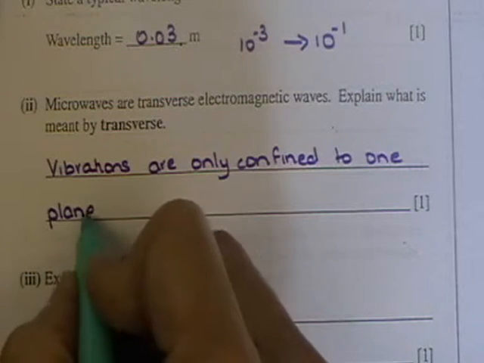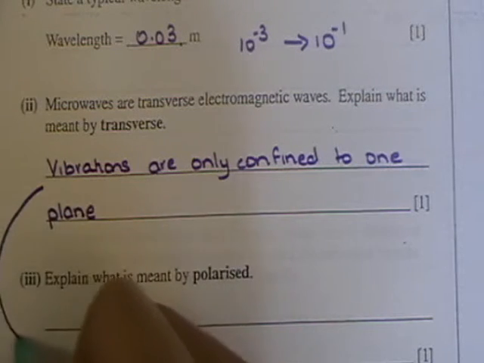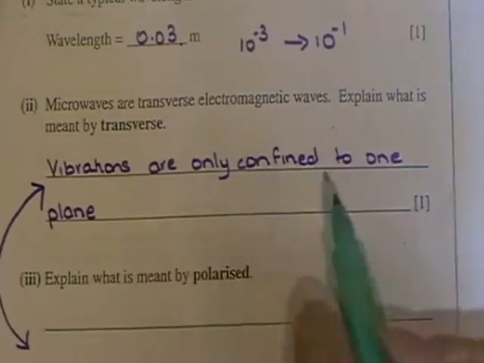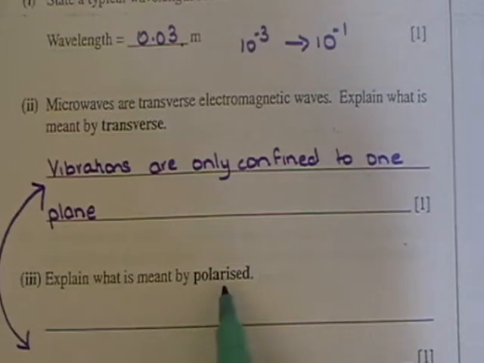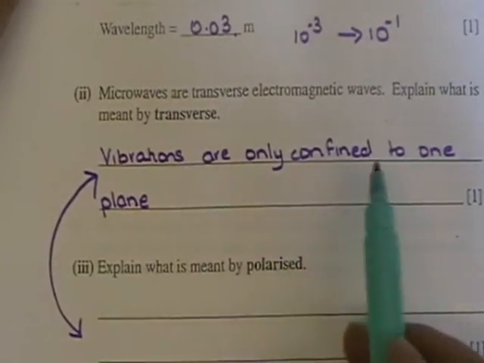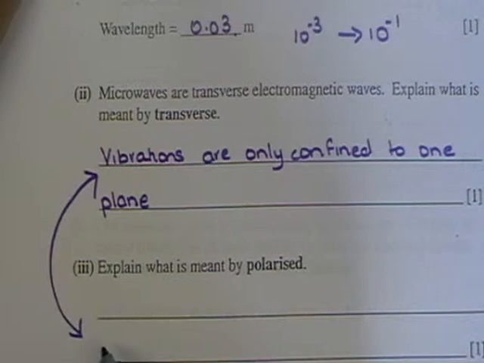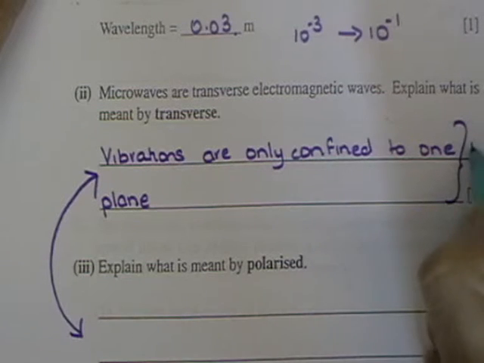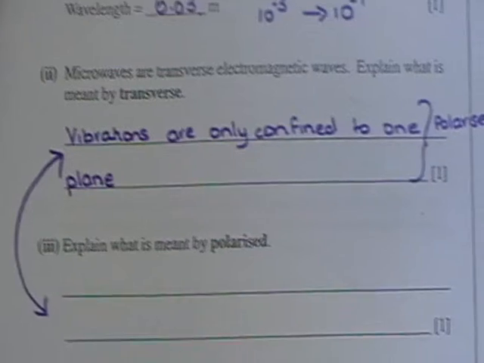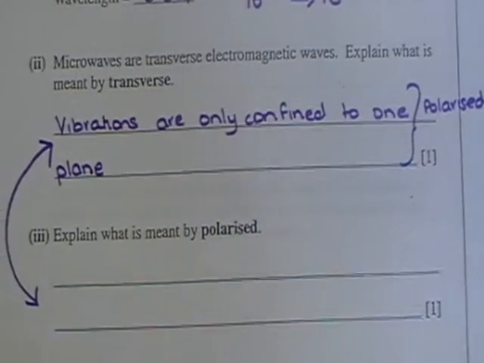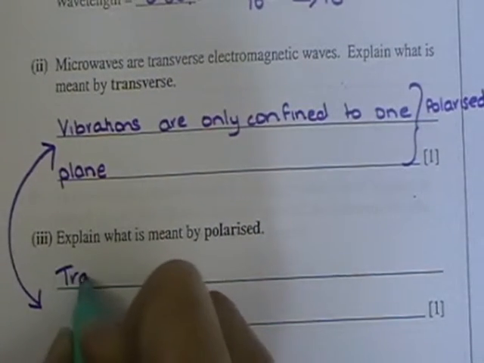Sorry, I'm answering the wrong question there. This is actually the answer for polarised, so we'll just swap those two around. So a polarised wave there, the vibrations are only confined to one plane. And down here I'm going to explain what a transverse wave is. So this is the polarised. Just be careful about that if you're looking at it. And then what is meant by transverse.